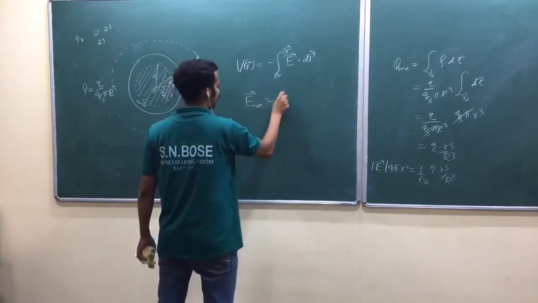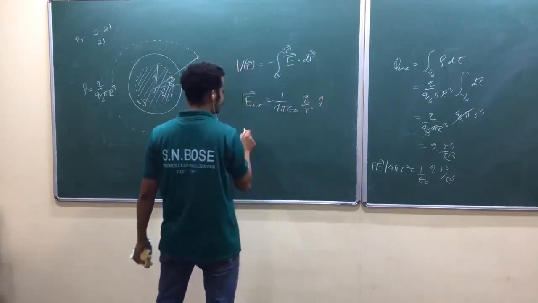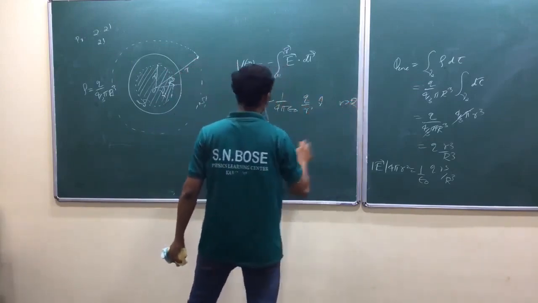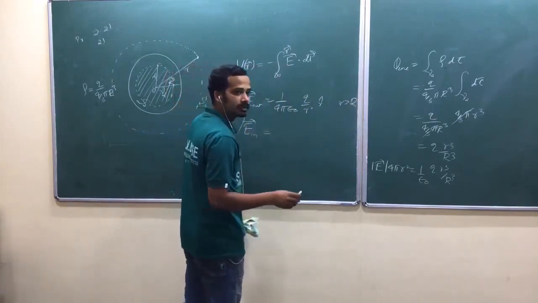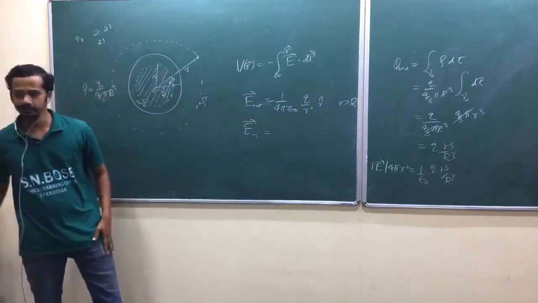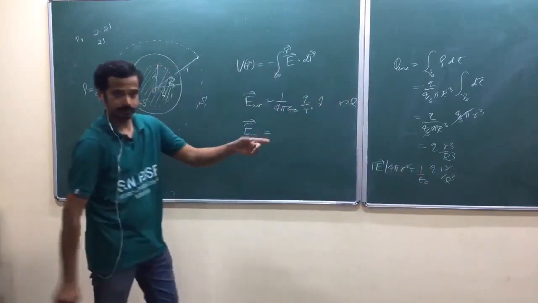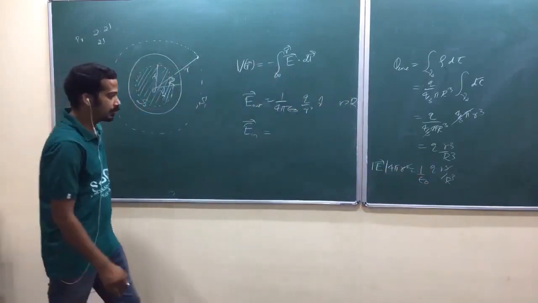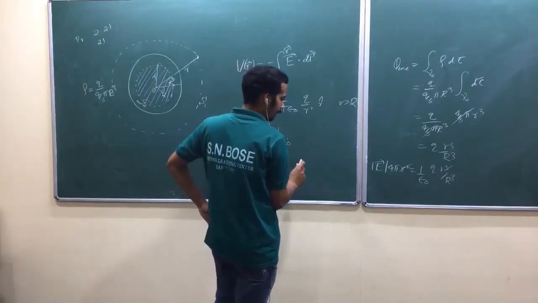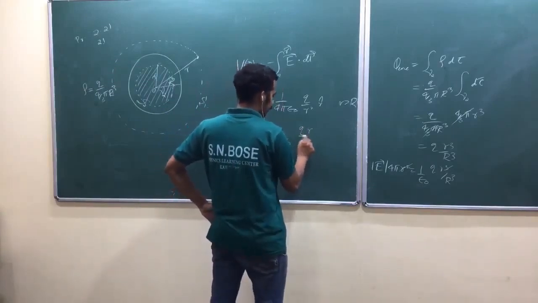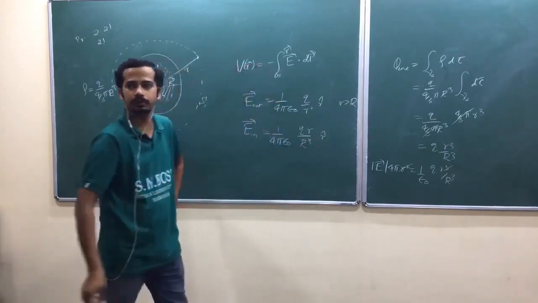E outside was 1 by 4 pi epsilon naught Q by r square r cap. E inside, where r is less than R. Somebody should have asked one question, what is on the surface, isn't it? Wait a second, we shall think over it. One of the r remained in the numerator, remember. 1 by 4 pi epsilon naught Q r by R cube. Obviously, it is along r cap. That was the argument. That argument should be there in the beginning.